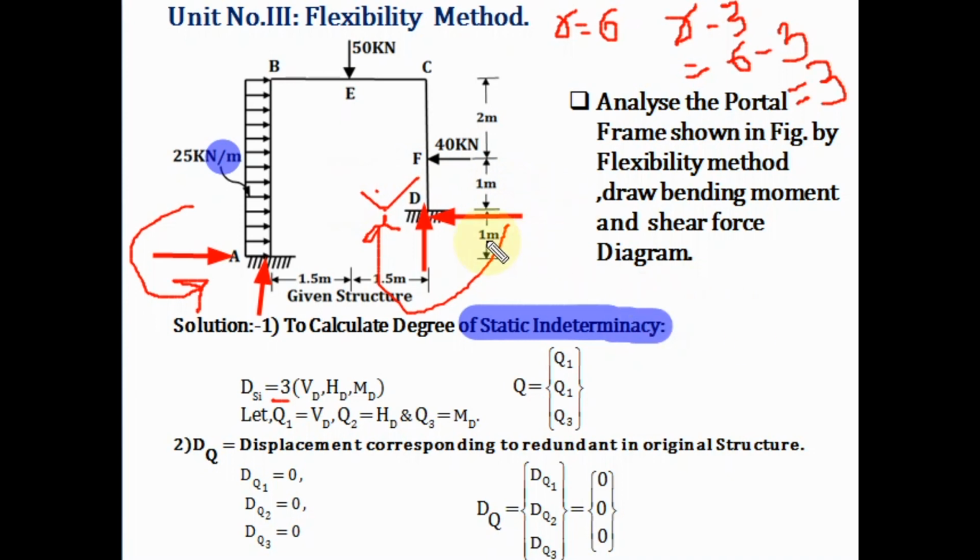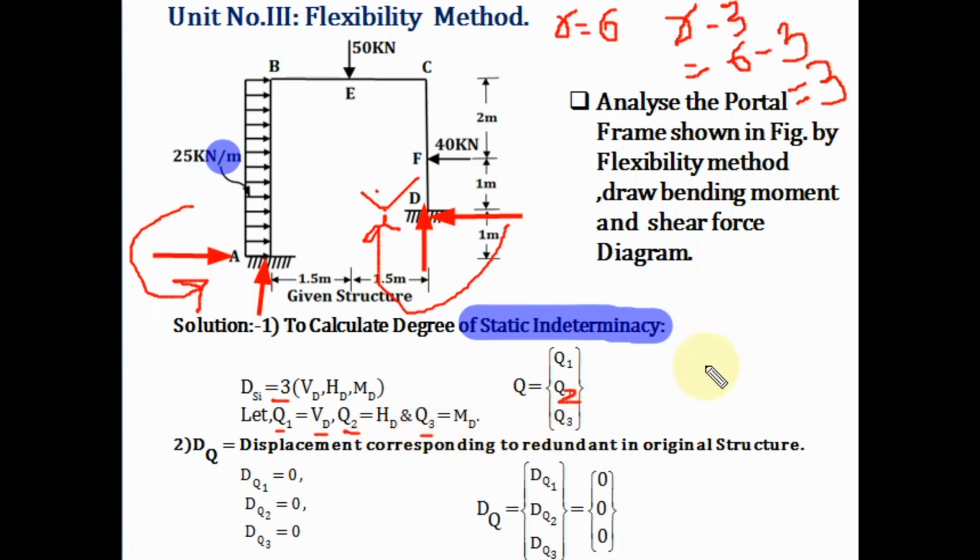we are removing the support D. When we remove support D, there are 3 reactions: one is the horizontal reaction, another is the vertical reaction, and the third one is the moment. So we will consider our first unknown Q1 equal to the vertical reaction at D, the second unknown Q2 as the horizontal reaction at D, and our third unknown Q3 as the moment at D. So this is our Q matrix: Q1 is VD, Q2 is HD, and Q3 is the moment at D.